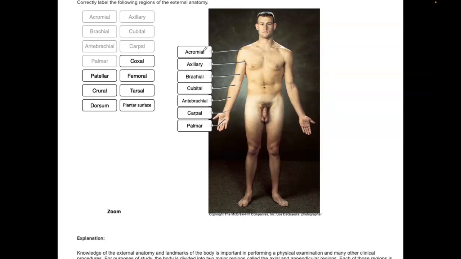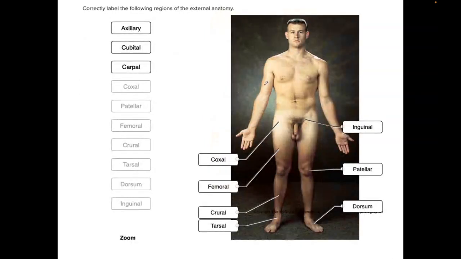Highest point of the shoulder, acromial; armpit, axillary; arm, brachial; cubital fossa right at the elbow; antebrachial; carpal bones, there's 8 of them, and the palm is called palmar. So you just kind of keep doing it over and over, it becomes kind of repetitious. Again, drag and drop to the best of your ability.